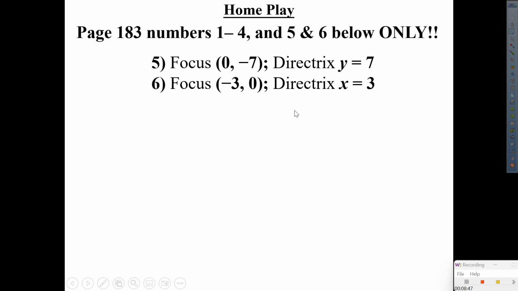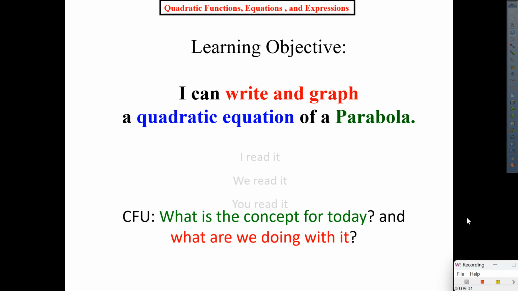And take a picture of the screen. Look at that one on the screen over there, numbers 5 and 6. Take a picture of that. And page 183 is in Canvas under the quadratic equation module. All right, here we go.